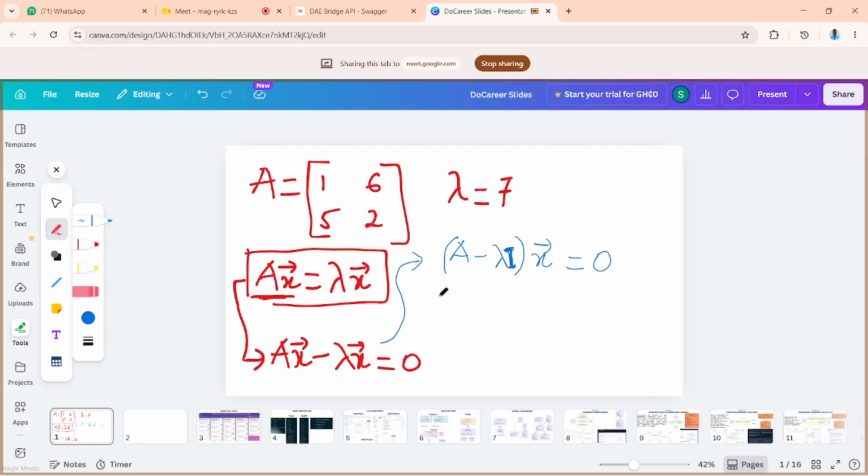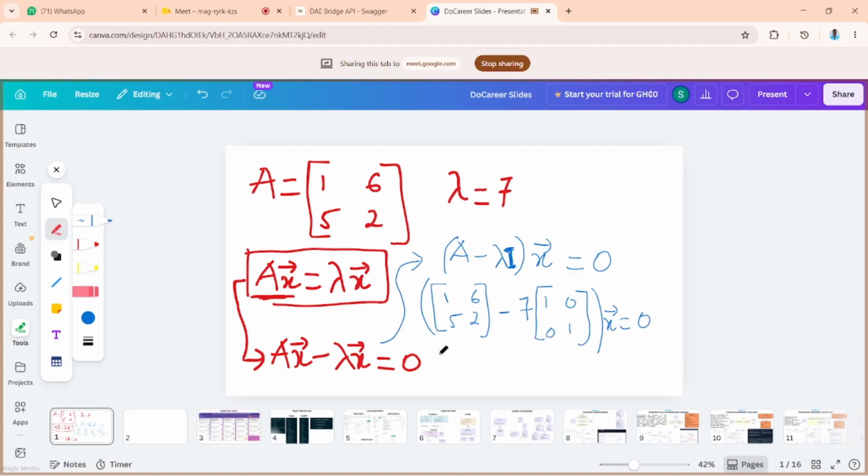So we need to make sure that our A is 1 5 6 2, minus our lambda. Our lambda is 7 here. So the identity matrix will be a 2 by 2: 1 0 0 1, times the X vector equal to 0.